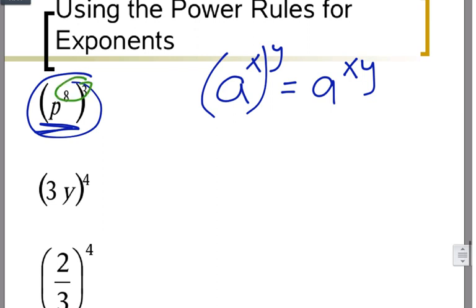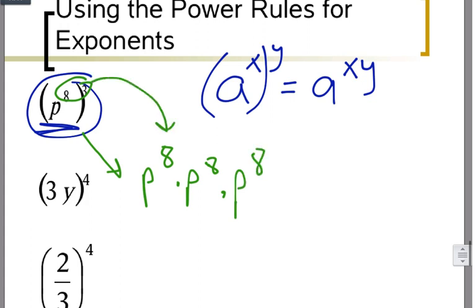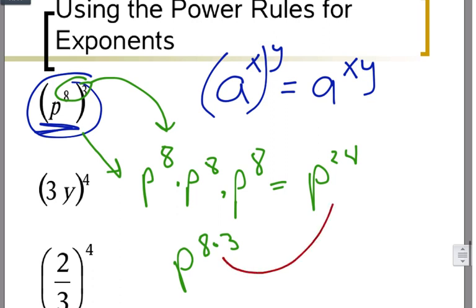The reason why is because this really turns into p to the 8th times p to the 8th times p to the 8th, because I have 3 p to the 8ths. If I were to add those like I was doing before, I would get p to the 24th power, like the product rule shows us. But the shorter method is to take p to the 8th power and multiply it by 3, and that more effectively gives us the 24.